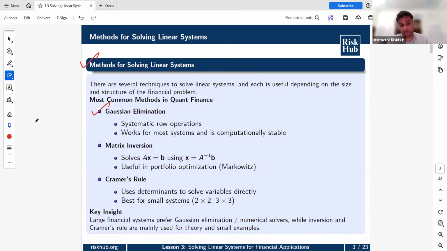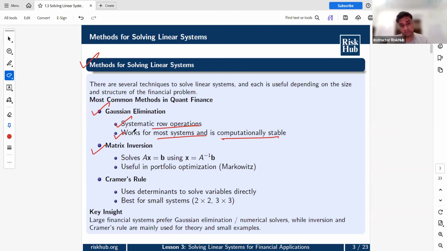Again, you have to reduce equations step by step until the solution becomes kind of obvious. You create zeros below your diagonal entries, right? Gaussian elimination is a systematic row operation that works for most systems and is computationally stable. Matrix inversion, when we talk about it, or you stick to Gaussian elimination first, right?